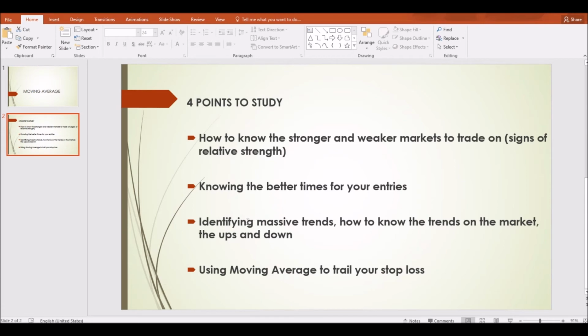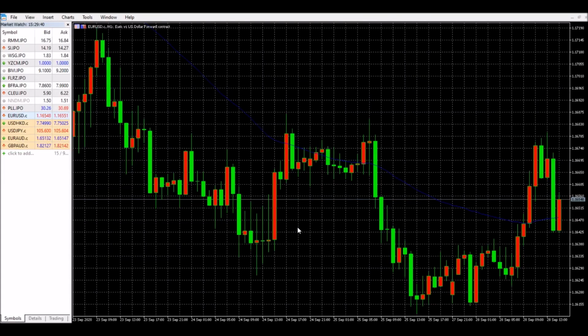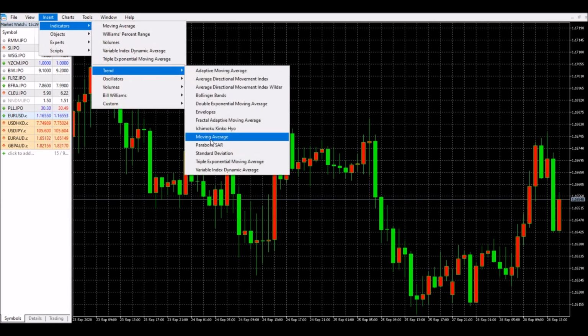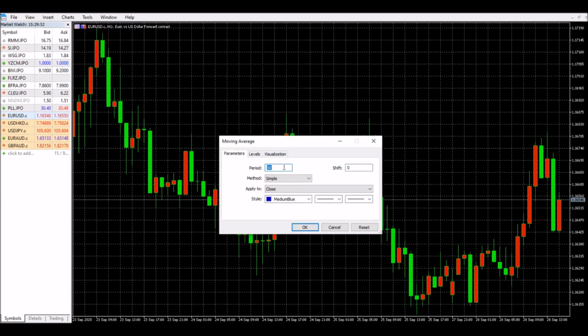The third one is identifying massive trends, how to know the trends on the market, the ups and downs. In knowing the trends, we are going to be using the 200 MA, the 200 moving average, just to have a longer trend so that we can study that much. So let's change the indicator, still the moving average indicator, but we're going to change the parameter.